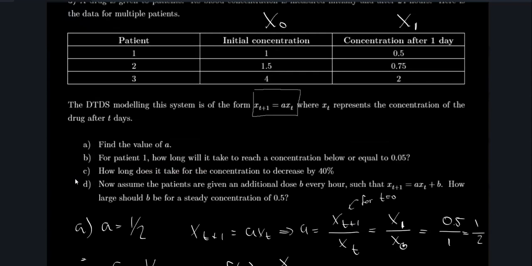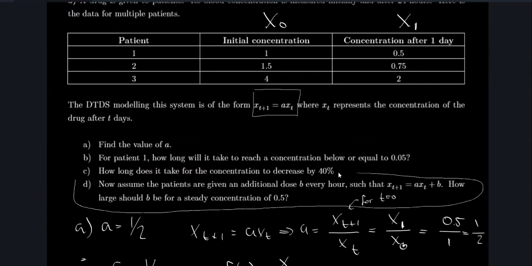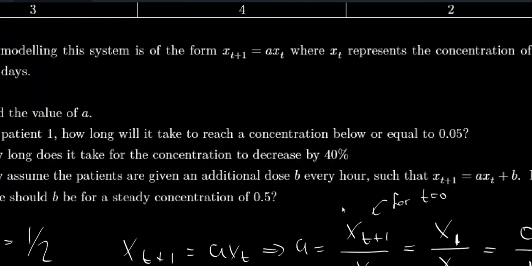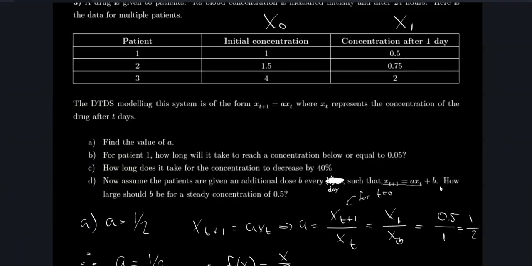And now, we want to assume that the patients are given an additional dose every hour. So this modifies our system, right? Our system before was x_{t+1} = a x_t. Now we add a constant dose, we'll make it every day because that's going to complicate our system less. An additional dose every day such that x_{t+1} = a x_t + b.